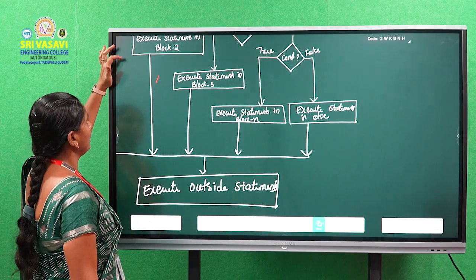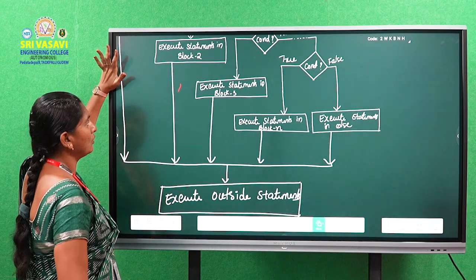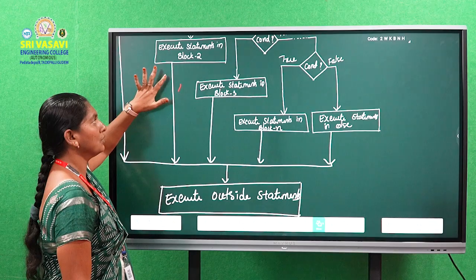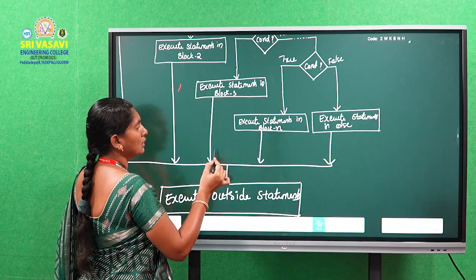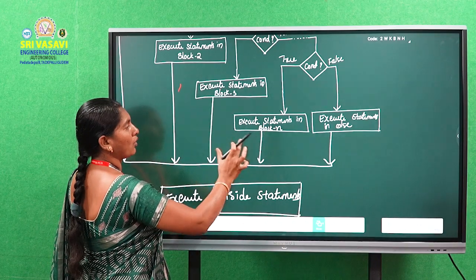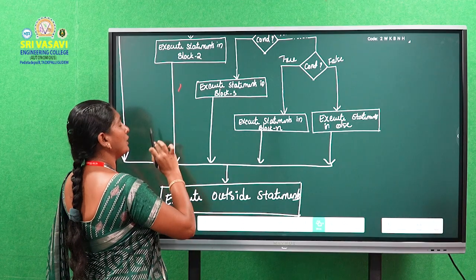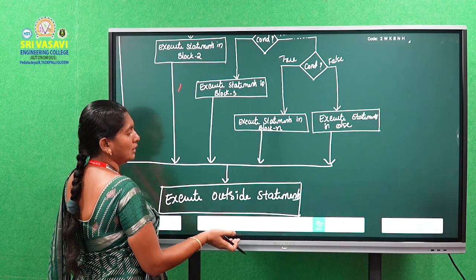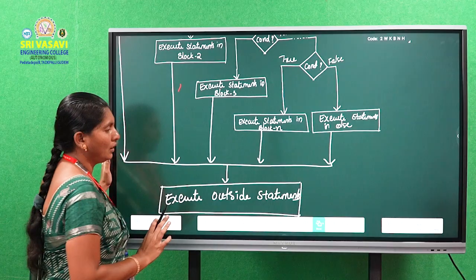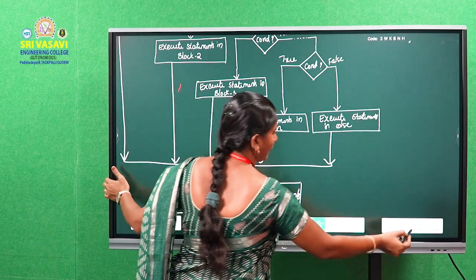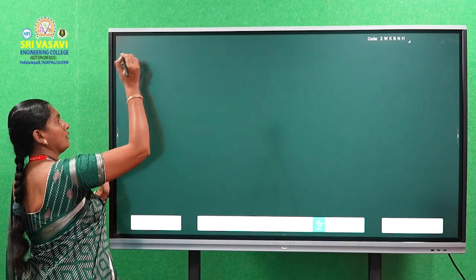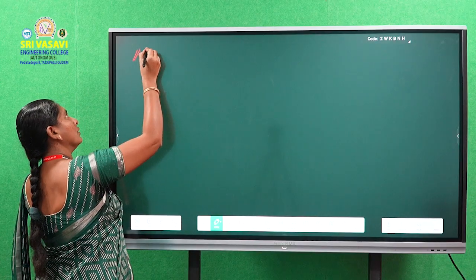Whatever statements are executed inside that if condition, it will execute only one block. It may execute the statements in block 1 if condition 1 is true, or the statements in block 2 if the second condition is true, or the statements in the third block if the third condition is true. That means any one of these blocks of statements will be executed. After executing that, it will come outside and execute the statements which are outside that block. Now we will see a simple program to print the grade of a student.